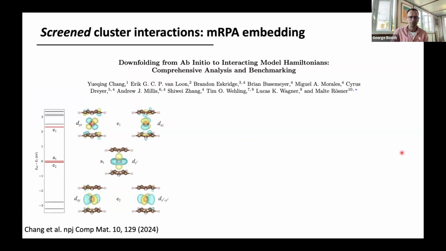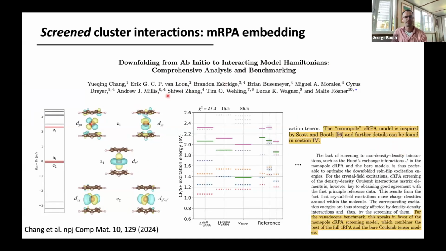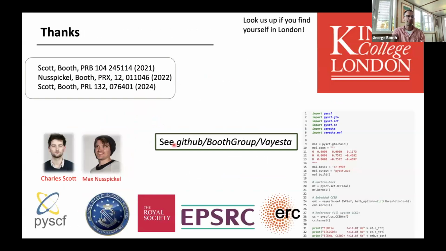Okay, finally, there was some external validation by this very nice work of Malte Rosner and collaborators, where they compared different approaches to constrained RPA for downfolding to a low energy effective subspace. It's not an exact like-for-like comparison, but they did see that only looking at the particle-hole screening channels did give some nice results compared to alternatives. So some external validation. And with that, I'd like to thank you again for listening and ask if there are any questions.